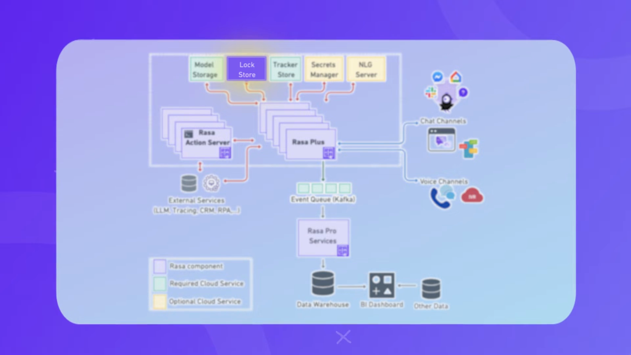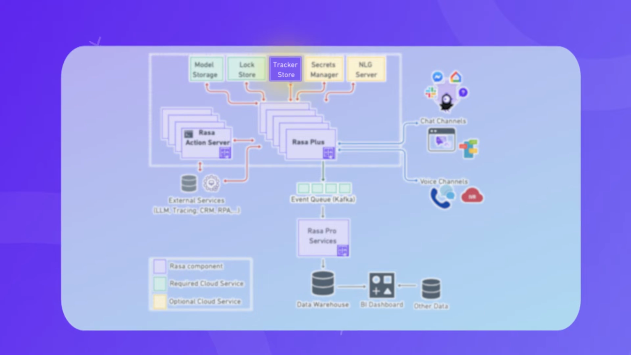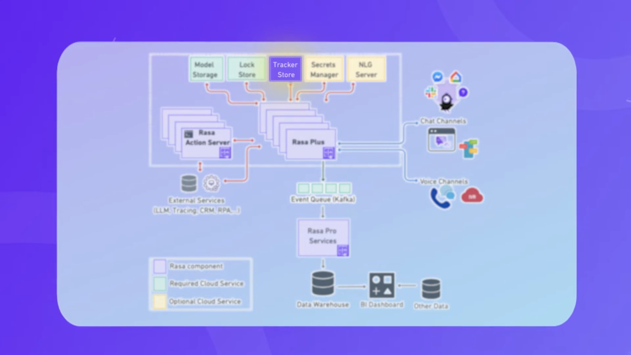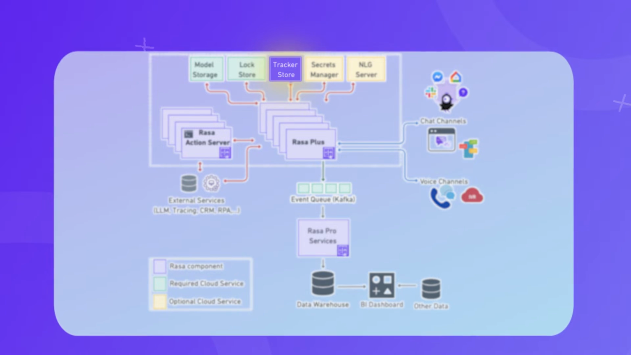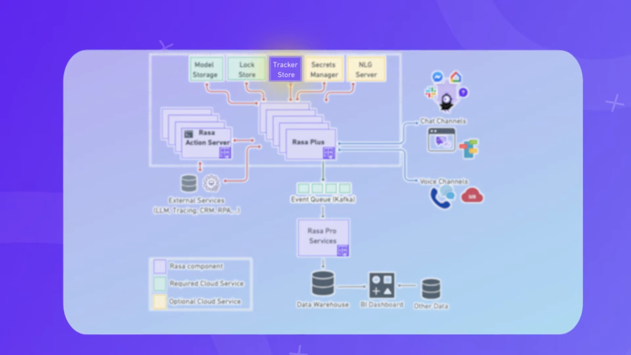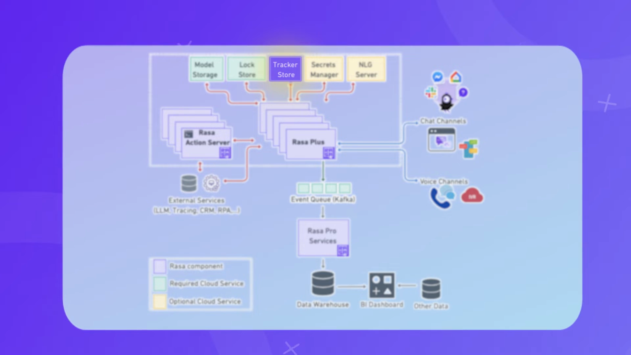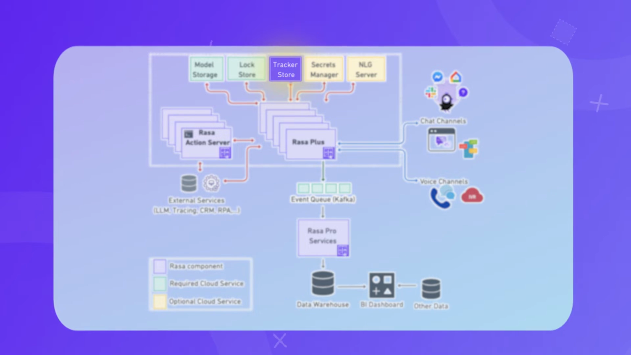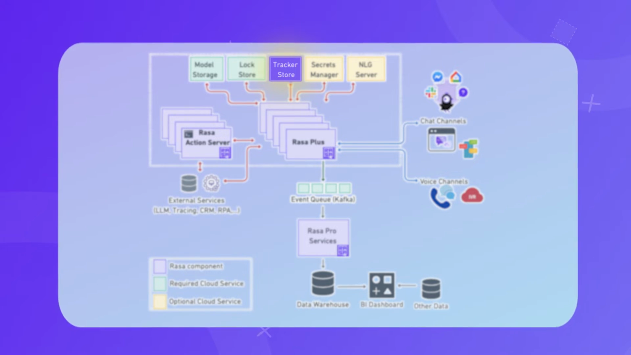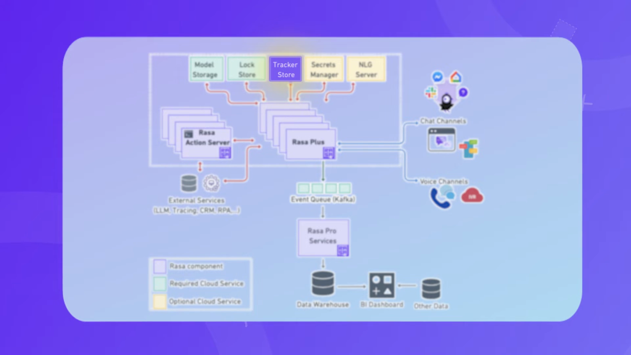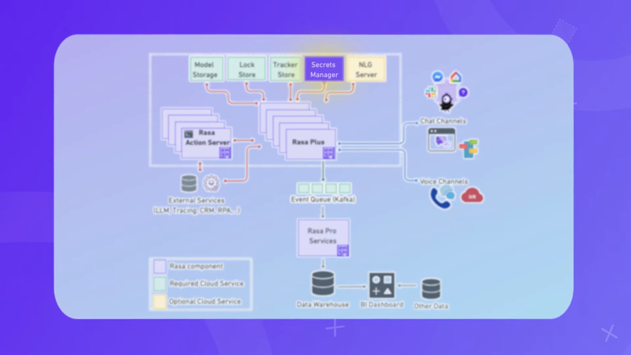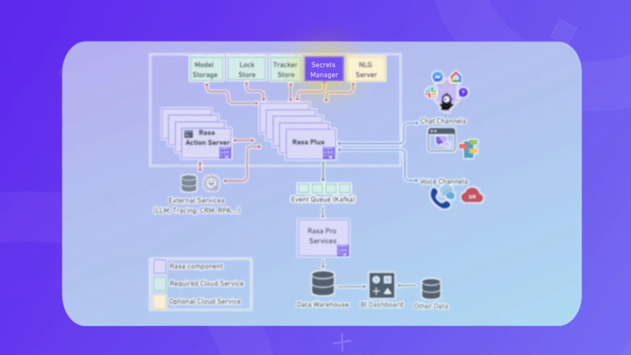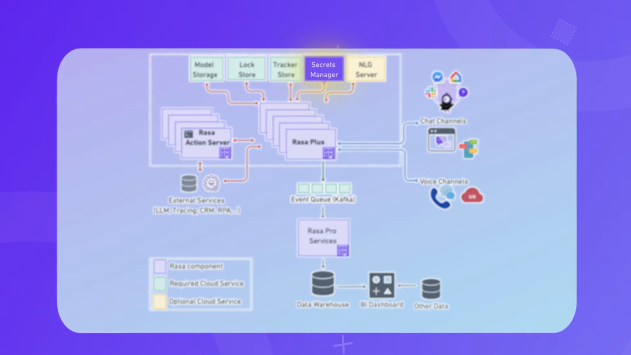Your assistant's conversations are stored within the tracker store. Rasa provides implementations for different store types out of the box, or you can create your own custom one. You have quite a few options to choose from for the out-of-the-box tracker store implementation, from SQL, Mongo, Dynamo, or you can also build your own custom tracker store. You also have the Secrets Manager component. The HashiCorp Vault Secrets Manager is integrated with Rasa to securely store and manage sensitive credentials.